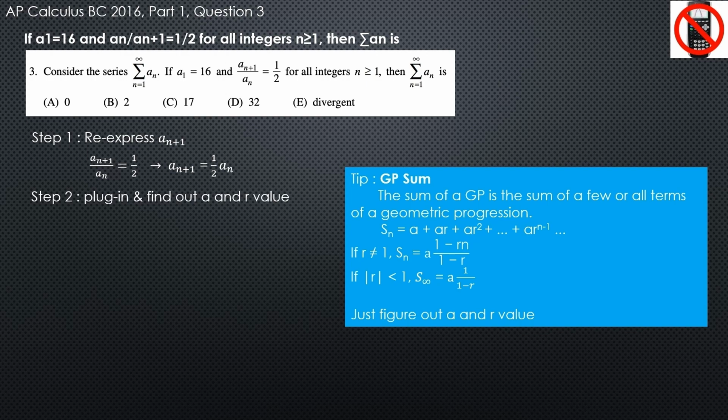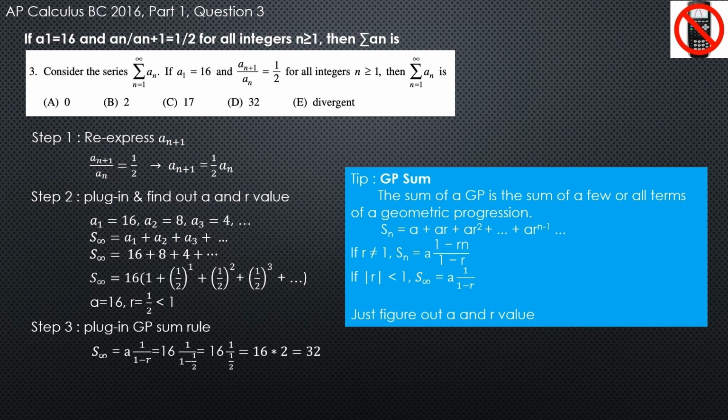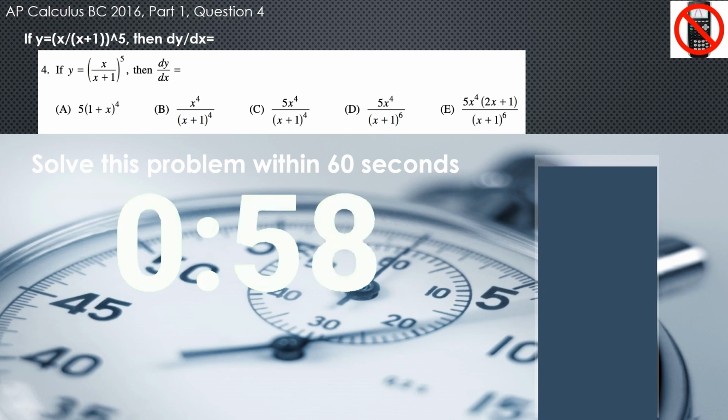Step 2. Plug in and find out the a and r values. Step 3. Plug in the GP sum rule with a = 16 and r = 1 over 2. The answer is D.